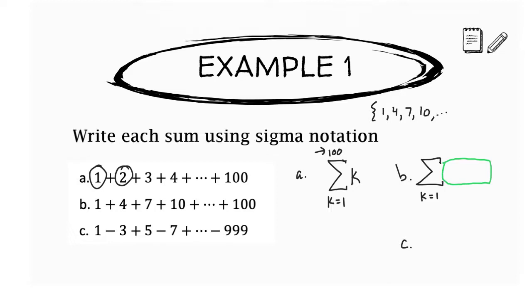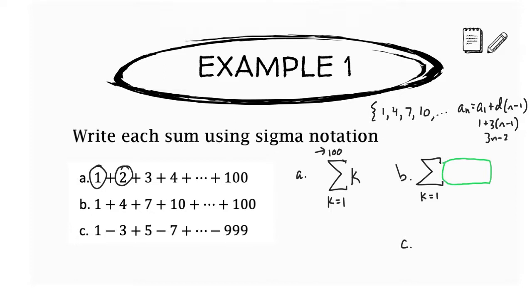What formula, explicit formula, describes that sequence? Well, that's just an arithmetic sequence. And we know for an arithmetic sequence that a1 plus d times n minus 1 will describe what's going on there. So the first term is 1 and the common difference is 3. So 1 plus 3 times n minus 1, when you simplify that, will be 3n minus 2.